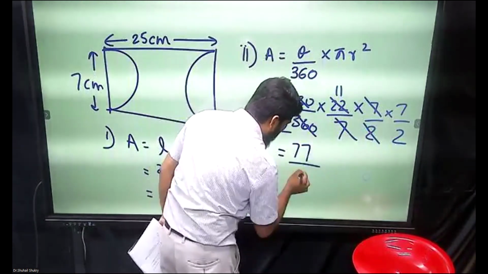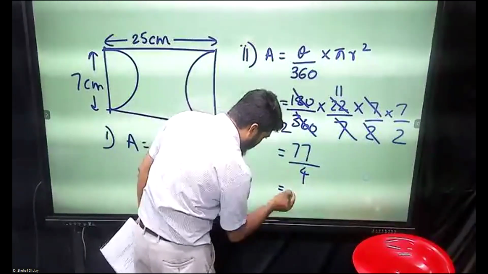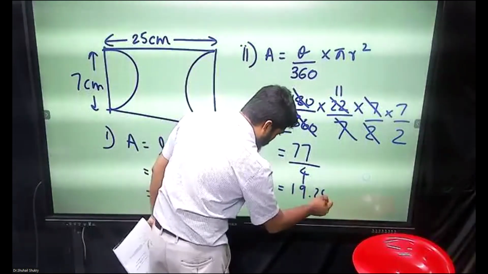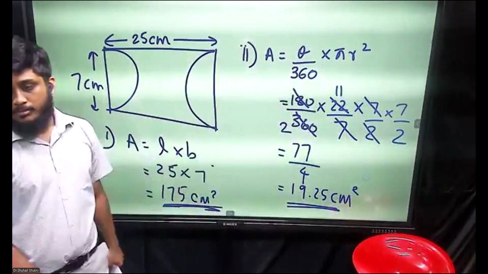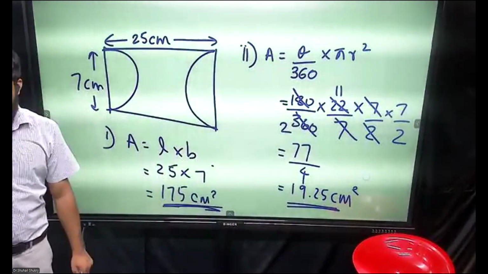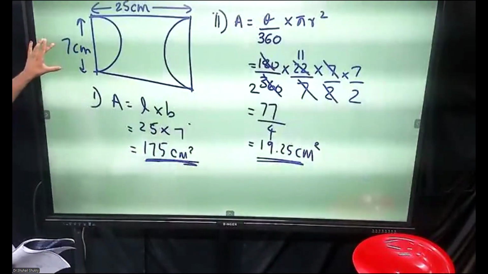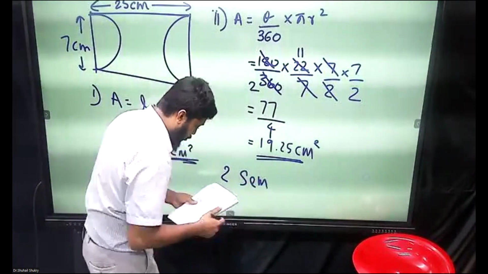2 into 2 is 4. 77 divided by 4, how much do you get? 19.25 centimeter squared. Slowly divide that. Now how many circles are like this? 2 semicircles. How much? Have they asked for 2 semicircles?